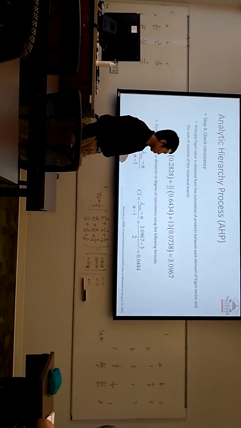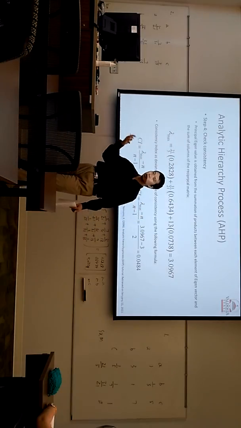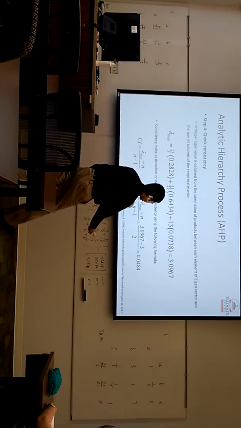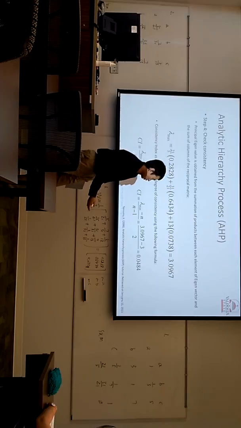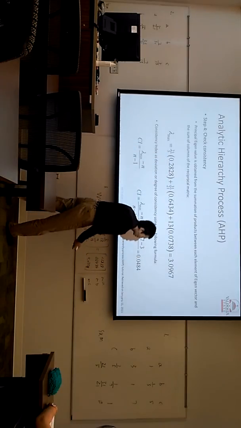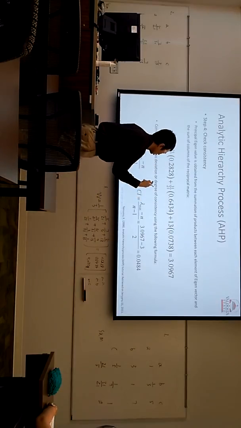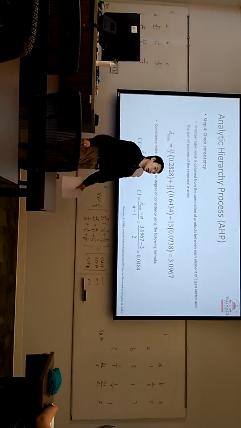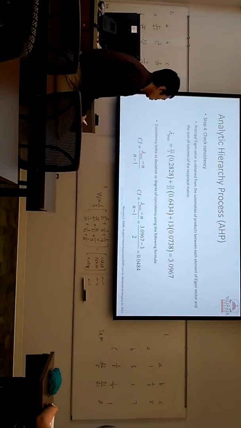When we do this for the different criteria, we know the second criterion is the most important one. For example, this is the cost. The second one is quality. The other one is responsiveness. So that's how we compare more than two criteria. That's how we do the calculation.